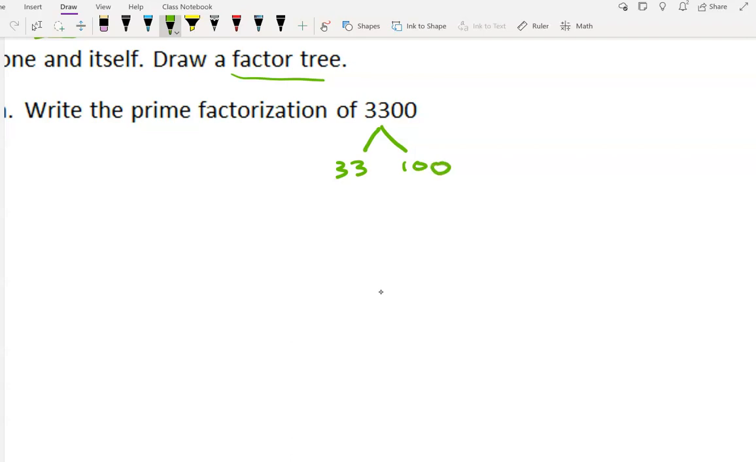Well, the easiest two would be 33 times 100. Now we're supposed to write this as a product of prime factors. Are those two numbers prime? No, they are not, because 33 has factors of 3 and 11, and 100 has factors of 10 and 10. Are those all prime numbers? Well, 3 and 11 are, but 10 is not. So we need to keep going here.